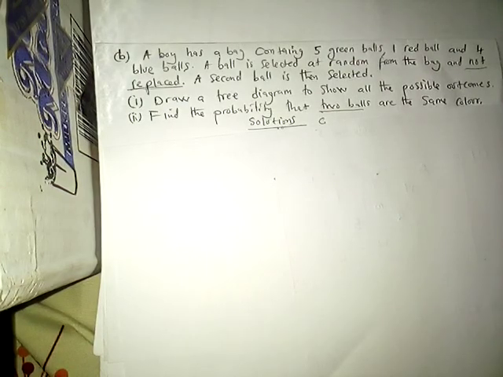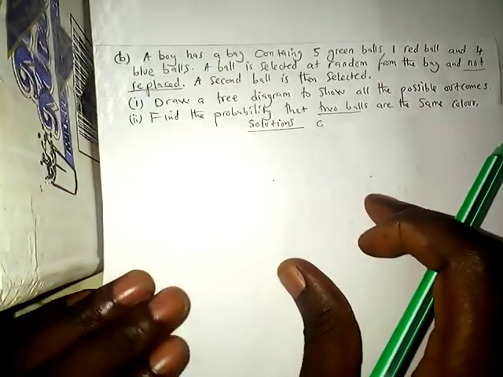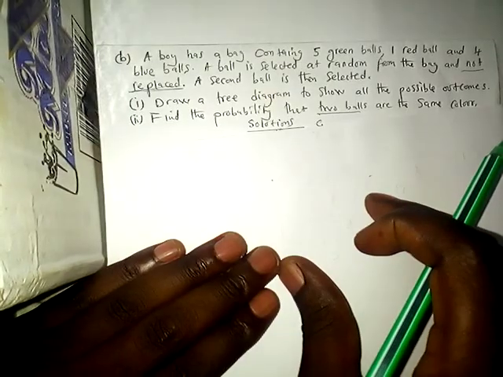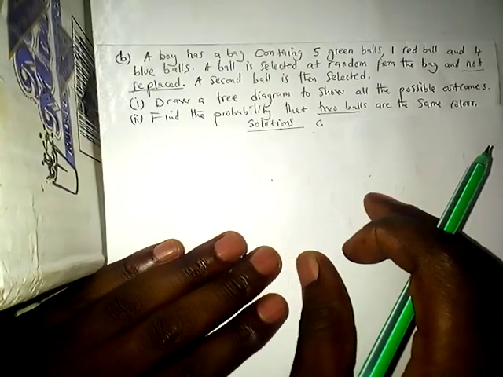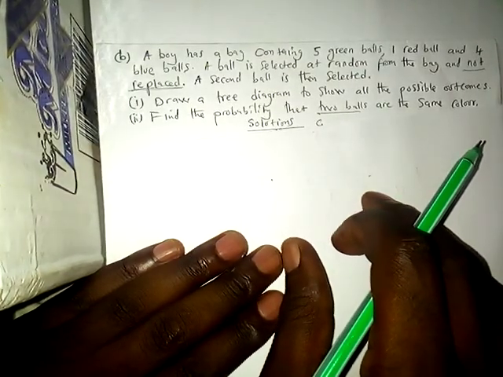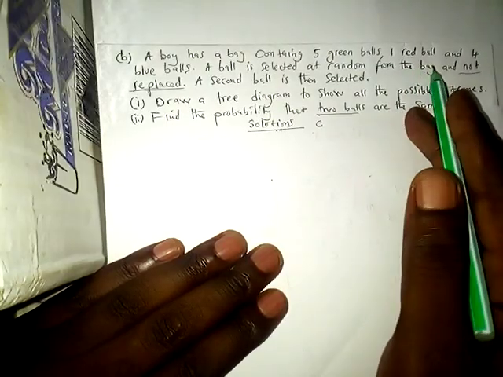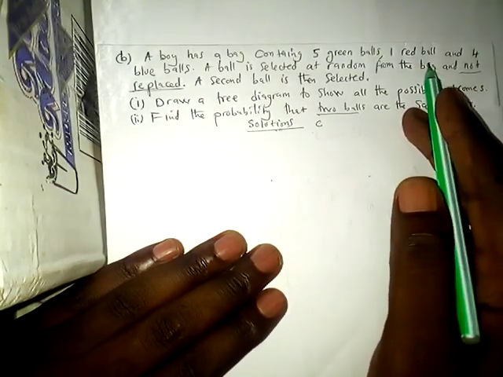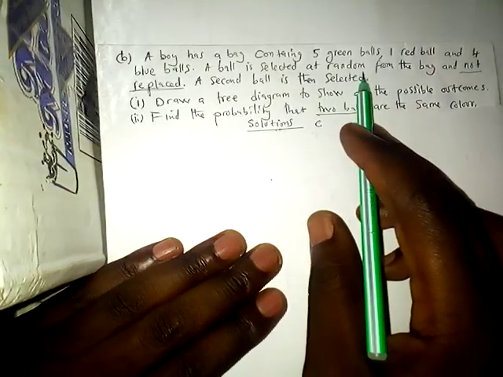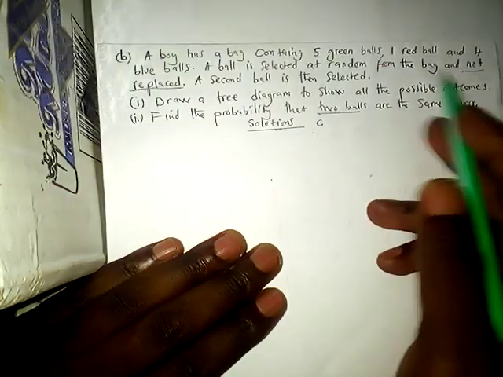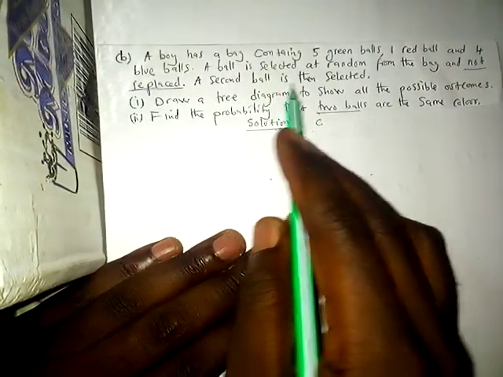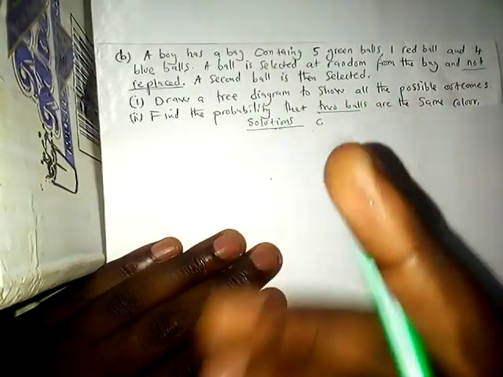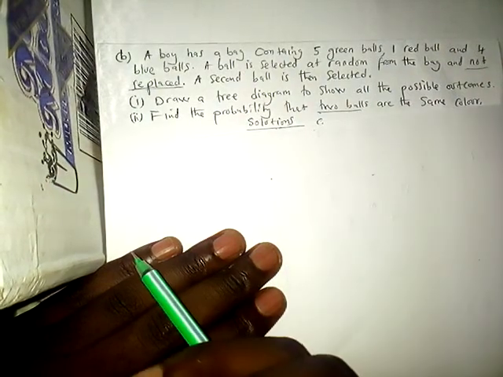Okay, so we go to question number 2, B, part 1. Considering the question in B, a boy has a bag containing 5 green balls, 1 red ball, and 4 blue balls. A ball is selected at random from the bag and not replaced. This is a very important keyword. A second ball is then selected. So 2 selections have been made.